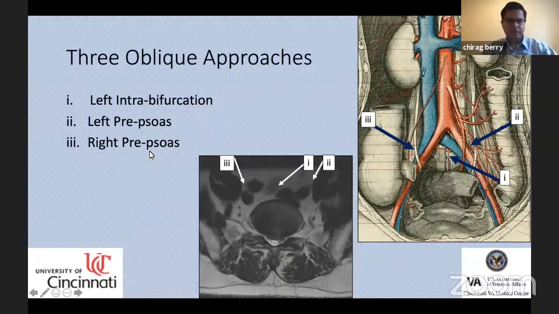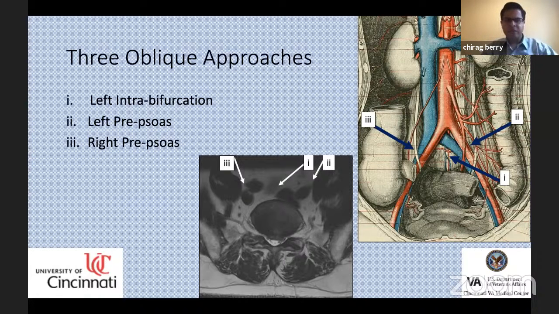Now the right pre-psoas is a very rare, less described approach, and it requires a right side approach. You're basically doing an ATP or an OLIF approach at levels above L5 and just continuing inferiorly and staying lateral to this vessel on the right side. It's been described by just 2 or 3 papers so far, but it tends to have a good advantage in certain specific situations. Of course, it requires experience for a right-side approach. So let's start off with describing these techniques.